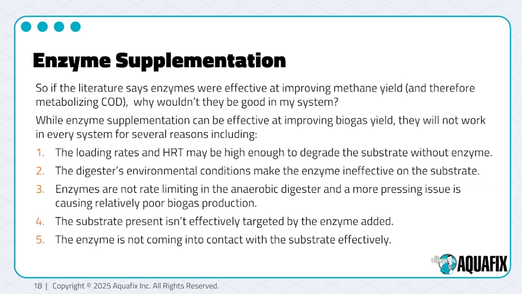Finally, you might have an enzyme that is not coming into contact with the substrate effectively. A good example of this might be you have a big anaerobic lagoon and you decide, I'm going to add enzymes 50% through the lagoon over on the side. There's no mixing taking place, therefore the enzyme is not going to spread out effectively and bump into the substrate well. In that case, you'd be much better off feeding the enzyme upstream from the lagoon so it can flow in with the feed substrate and interact with as many substrates as possible.